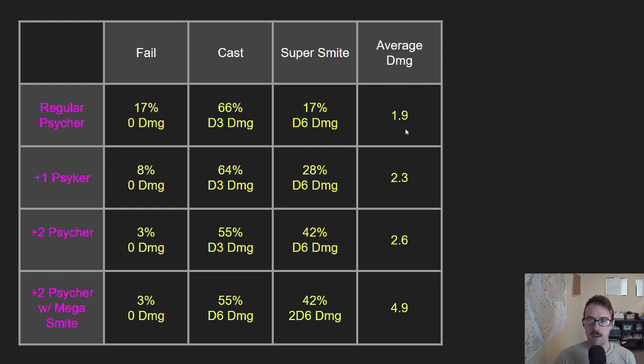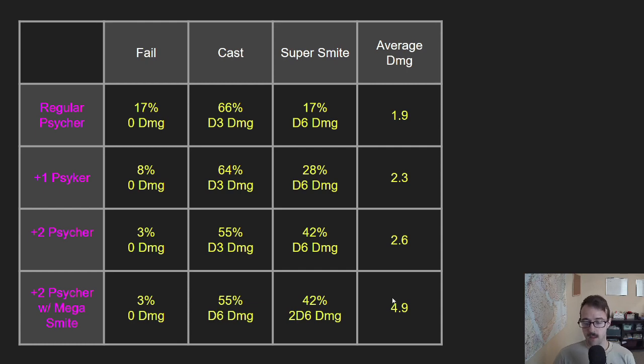Every time they cast smite, it's going to do about 1.9 mortal wounds on average. A +1 psyker dealing about 2.3, a +2 psyker doing 2.6, and then finally a +2 psyker who has mega smite. Think of someone like Magnus the Red, whose super smite does 2d6 damage and regular smite does d6 damage.